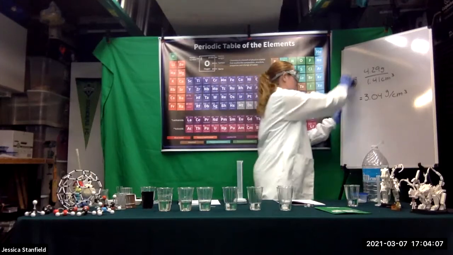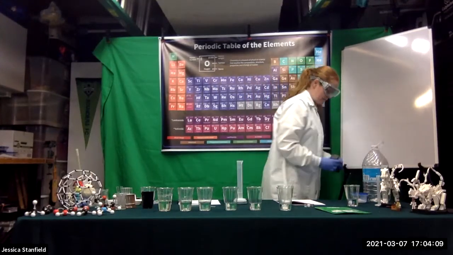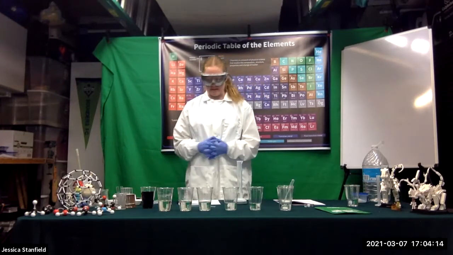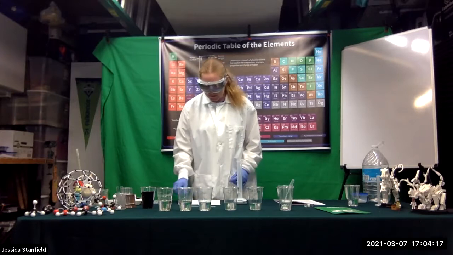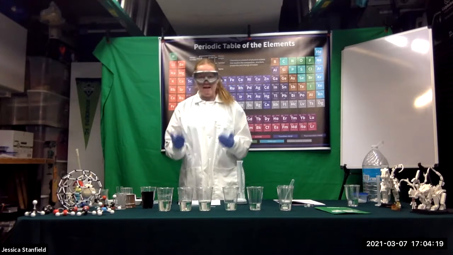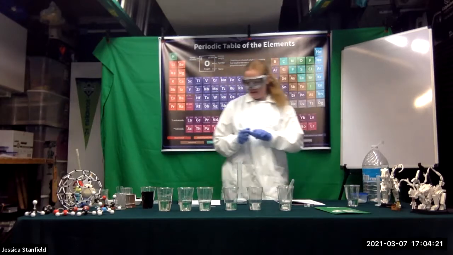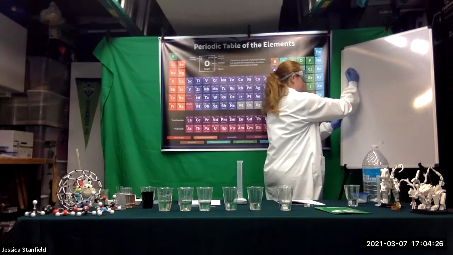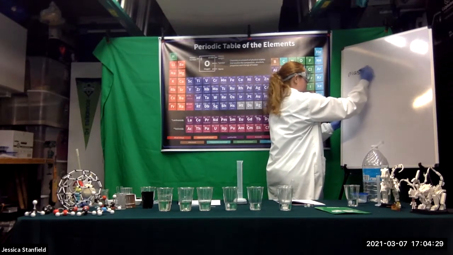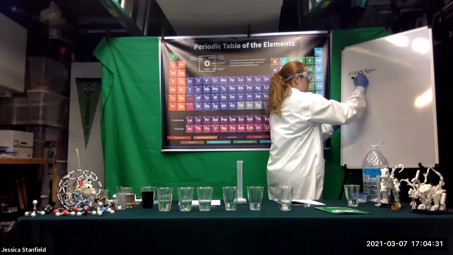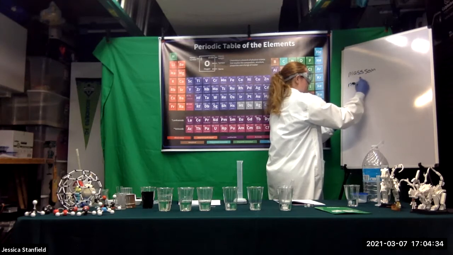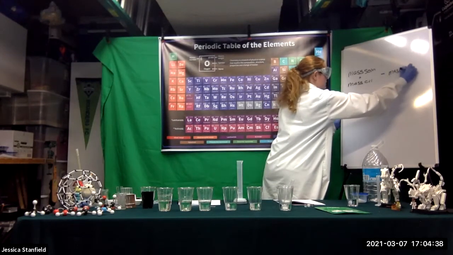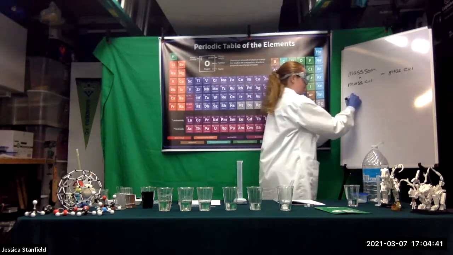Now, to get my density, I need grams of my solution over milliliters of my solution. So I have mass of solution plus graduated cylinder, and then I have mass of cylinder. In order to get the mass of my solution, I'm going to take the mass of solution plus mass of cylinder and subtract the mass of just the cylinder from that.